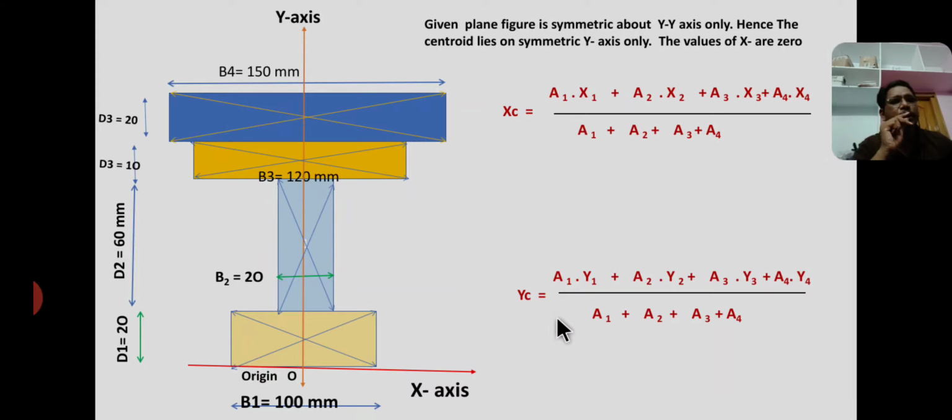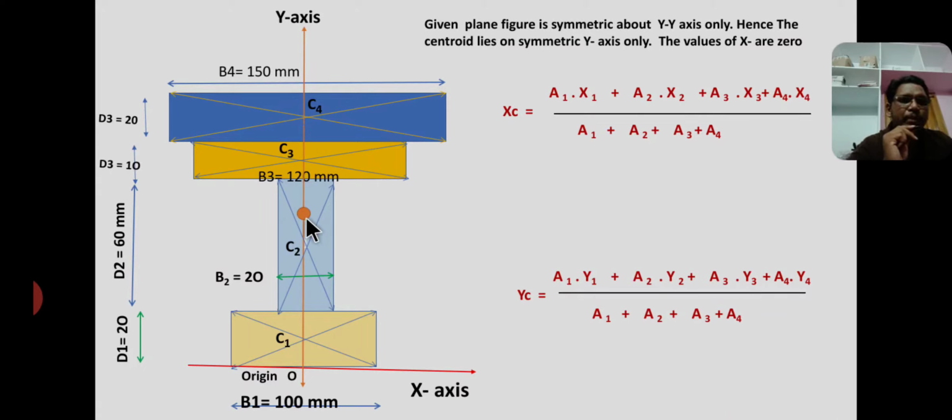XC, YC is the distance of the centroid from the X and Y axis. C1 is the centroid of the bottom rectangle. C2 is the centroid of the web. C3 is the centroid of the top flange. And C4 is the centroid of the top cover plate. Okay.